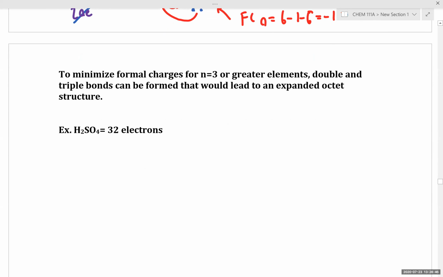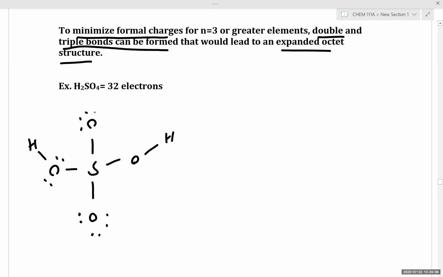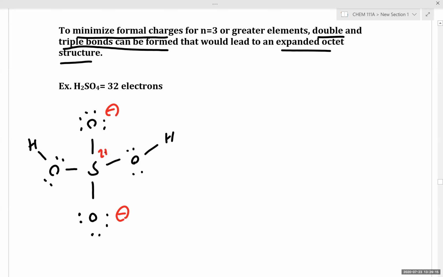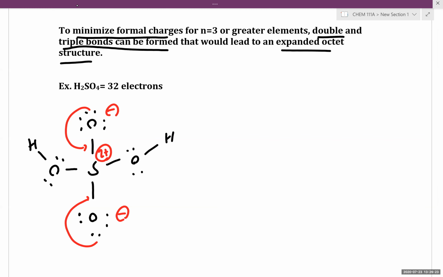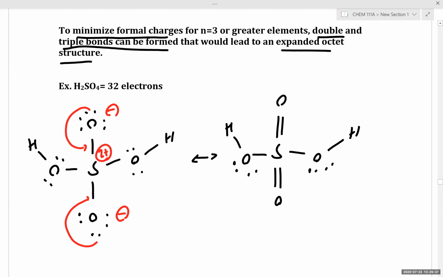Okay, so just to reiterate this idea, to minimize formal charges, double and triple bonds can be formed that would lead to an expanded octet structure. So for sulfuric acid, if we're thinking from our previous general chemistry course, we'd probably draw a structure that looks something like this. As we've discussed, this has very large formal charges where we have negative formal charges on oxygen and a large positive formal charge on sulfur. So to fix this issue, we adopt an expanded octet structure that in turn minimizes our formal charges. And as a result, this expanded octet structure, since it is allowed, is preferred.